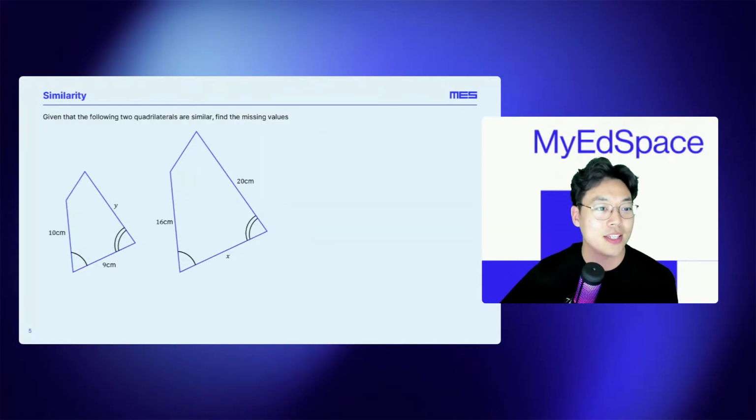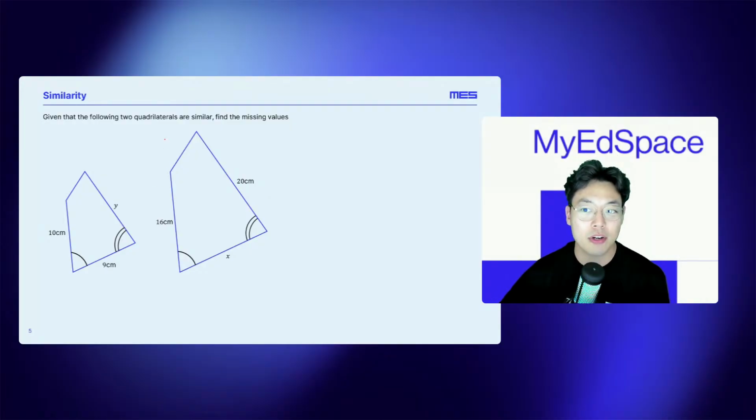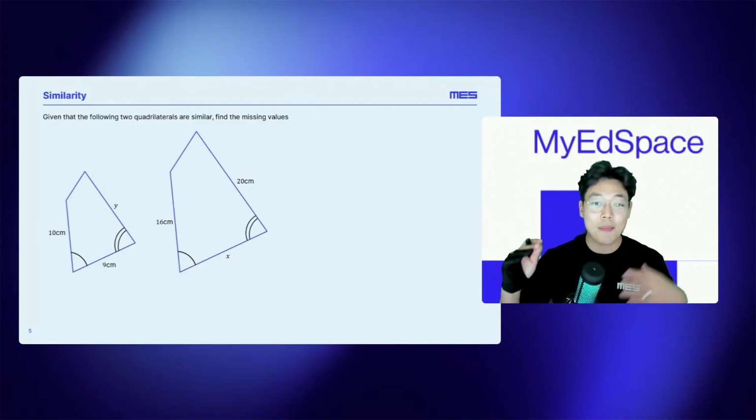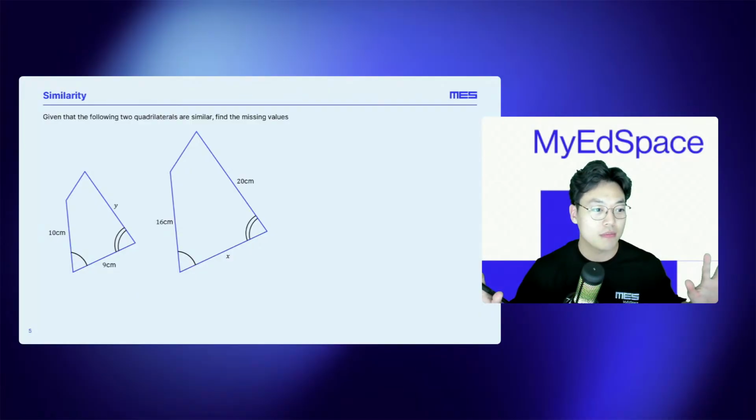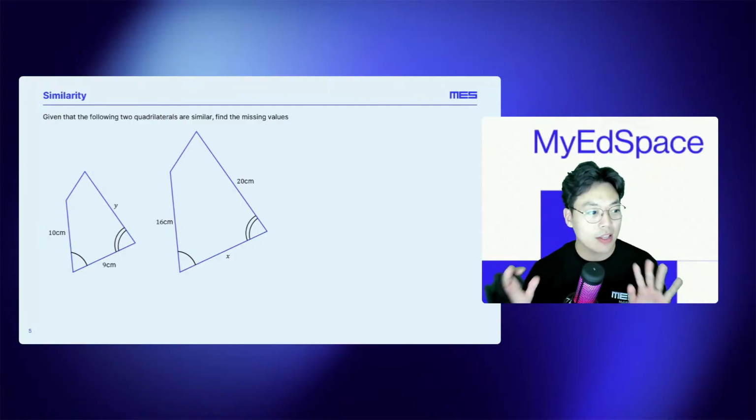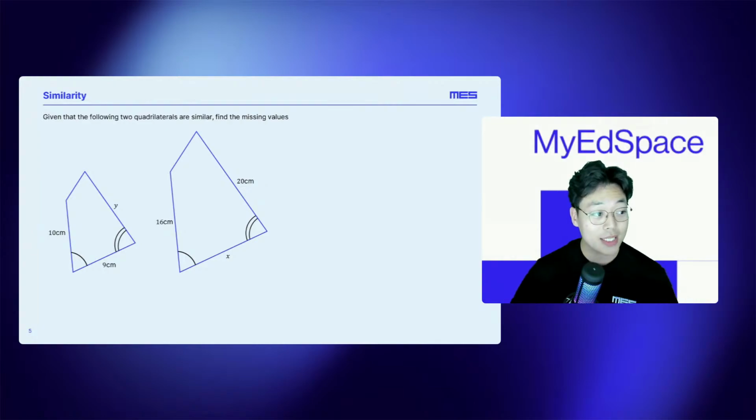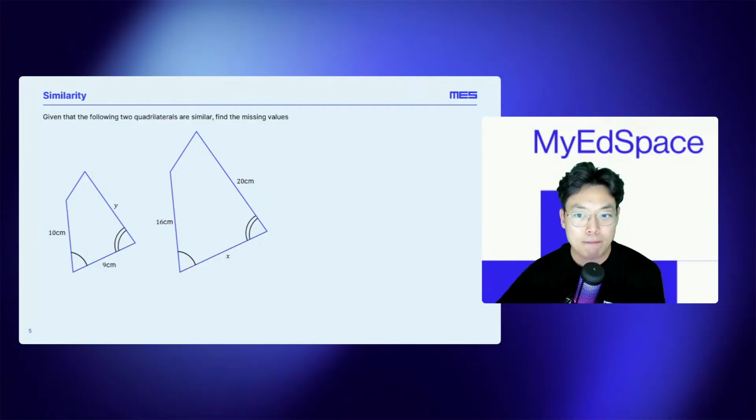All right, next page, we have similarity. Given that the following two quadrilaterals are similar, find the missing values. So here we have 10 centimeters, 9 centimeters, 16 centimeters, x, y, 20. This time we have multiple missing values. What's a proportion that you would be able to create from this, given our AA~ in our previous slide? What would be an equation that you would be able to set up here in order to just find one of these variables?